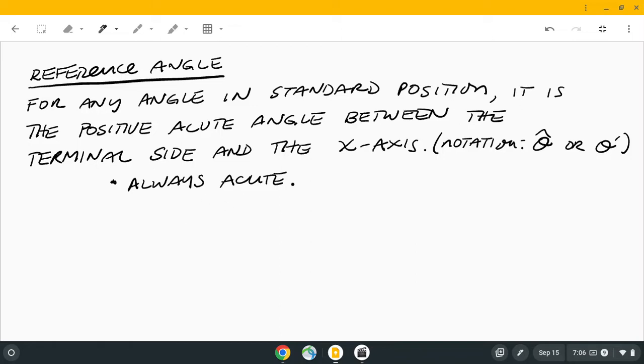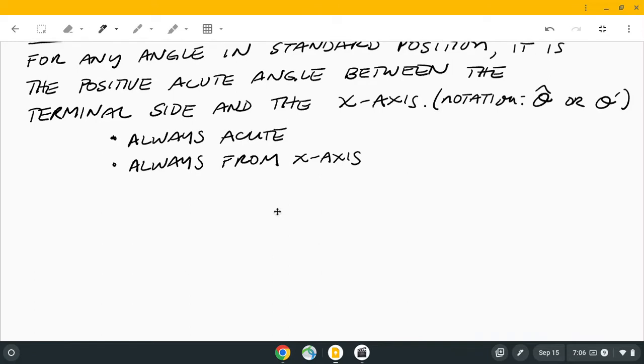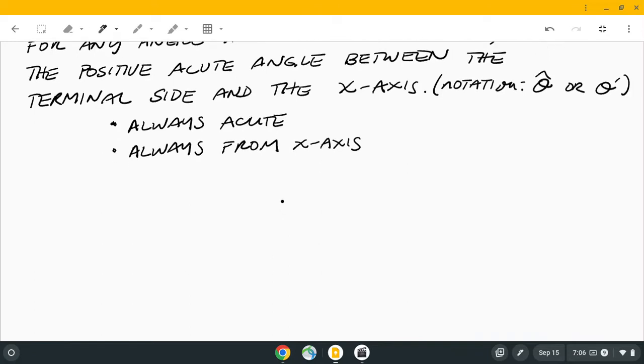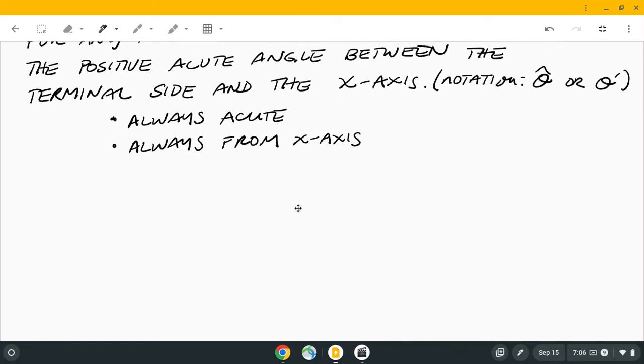Okay, so it's always acute, and it's always measured from the x-axis, not the y-axis. And we're going to add something in a minute there. Okay, so leave some space.